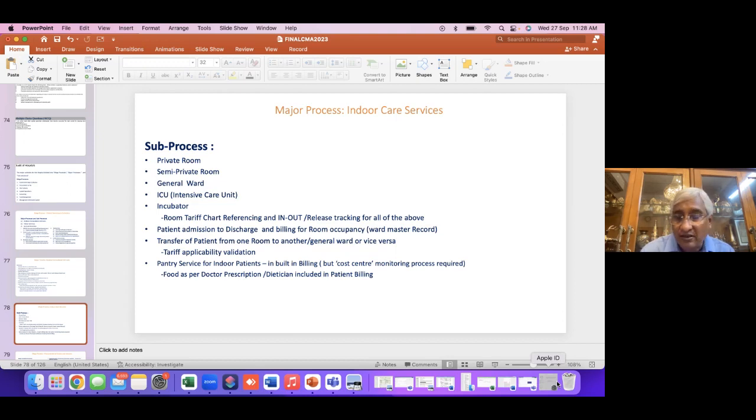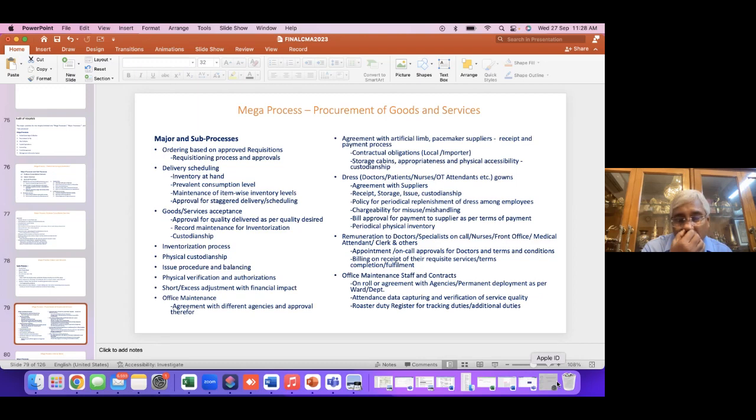So there are different services for which separate billing modules and separate tariff charges are applicable. Accordingly, that should be aligned with the patient token and the services actually availed by the patient in the course of his stay in the hospital.